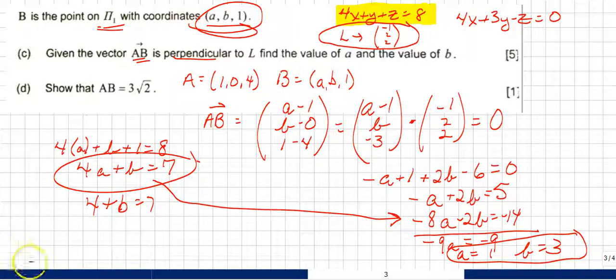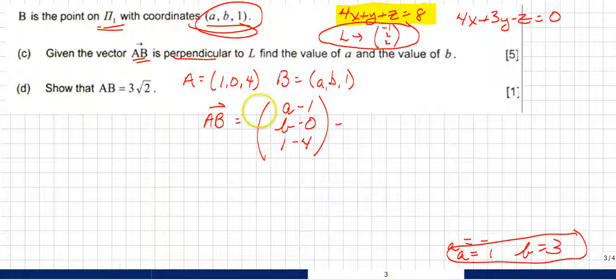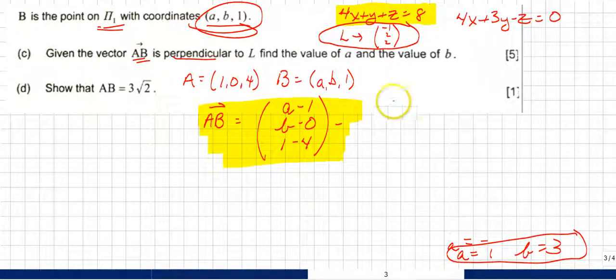Okay, now let me clean up things a little bit so we can do part D. Timeout. All right, part D is a 1 marker, so it must be pretty easy. Let's see what it says. Show that AB, meaning the length of AB, is 3 root 2. So all we have to do is find the magnitude of AB. Well, vector AB is right here from the last part, except we have to sub in our values for a and b.